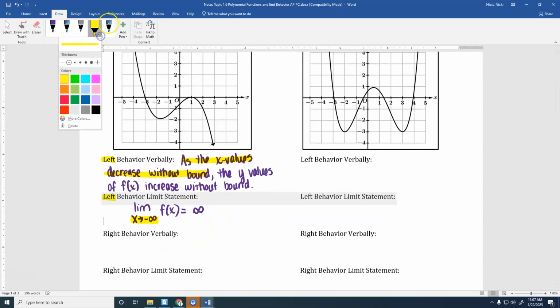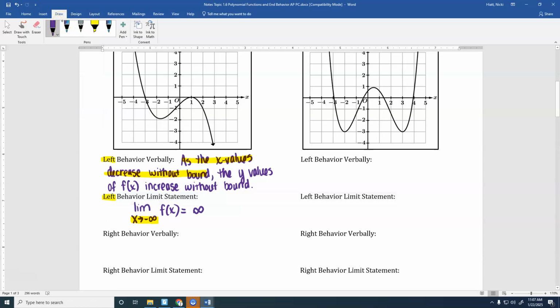If they ask us for right-hand behavior, this time we would say as the x values increase without bound, the y values of f of x... In this case, on our right-hand side, what's happening to our y values? Decrease without bound.